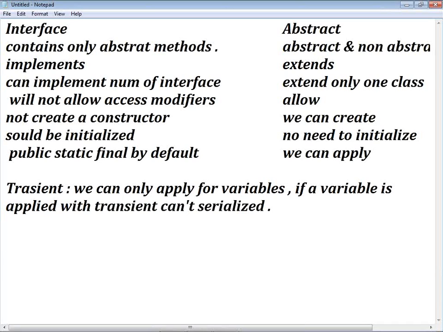So if you cannot create an object for the interface, there is no concept of serialization. Serialization came into the picture for writing the object data into a file. So there is no concept of transient either. Transient, serialization and synchronized, these things you cannot apply for an interface. But for an abstract class we can.